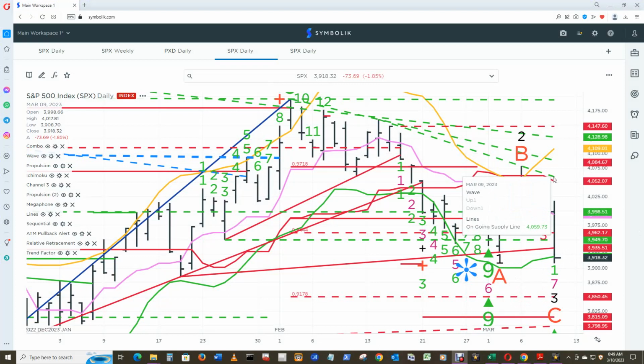And this supply line for the 10th is at 4053.74, and this supply line for the 10th is at 4083.87, and this supply line for the 10th is at 4126.83, and this supply line for the 10th is at 4193.79.